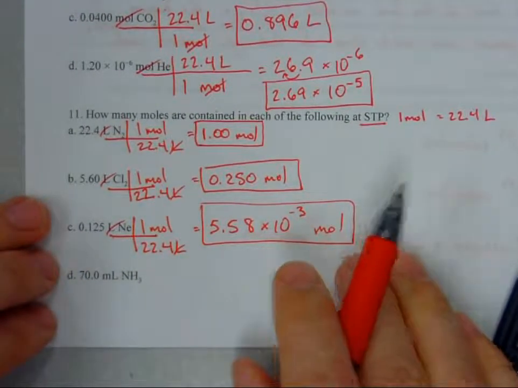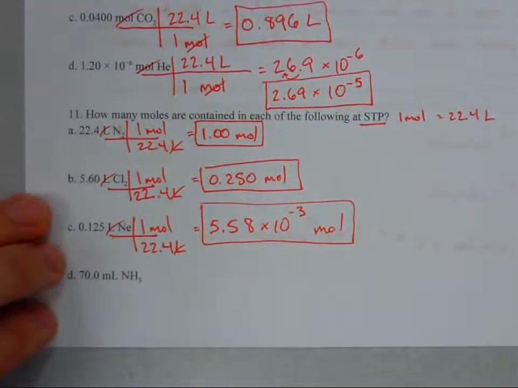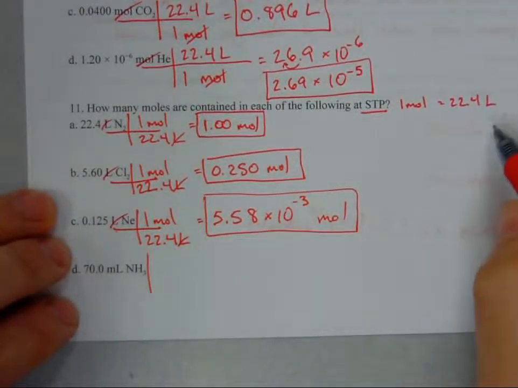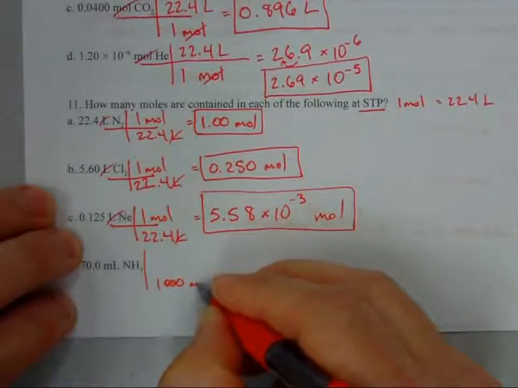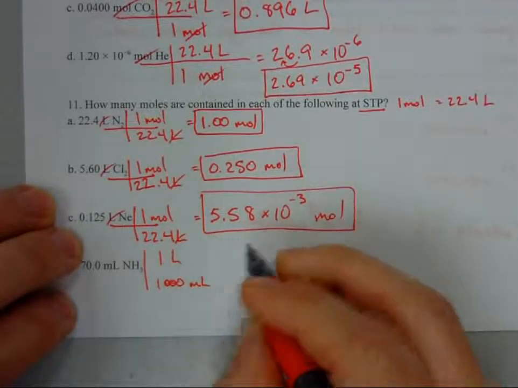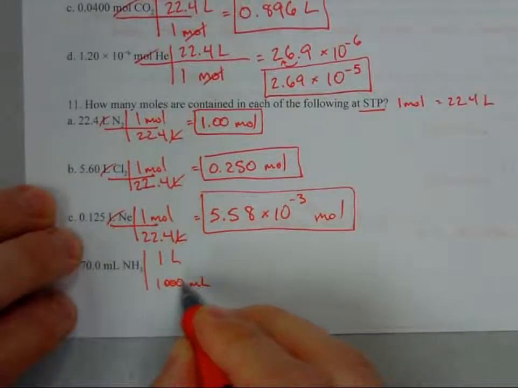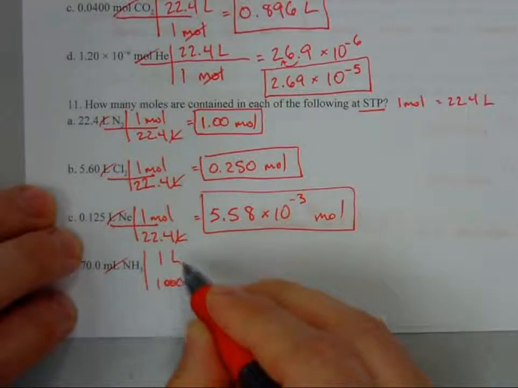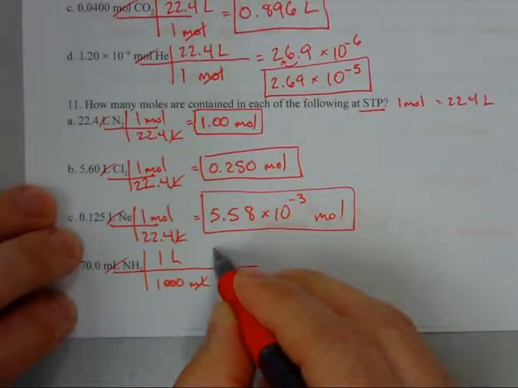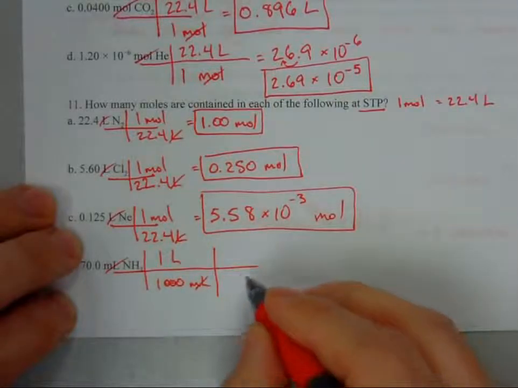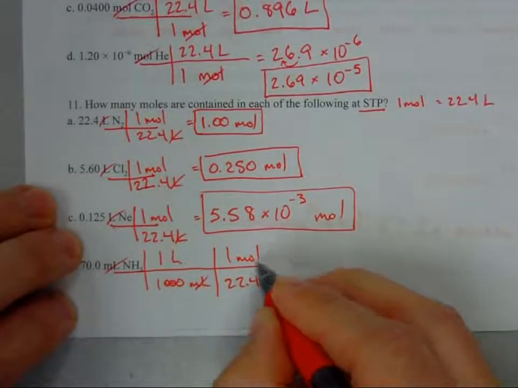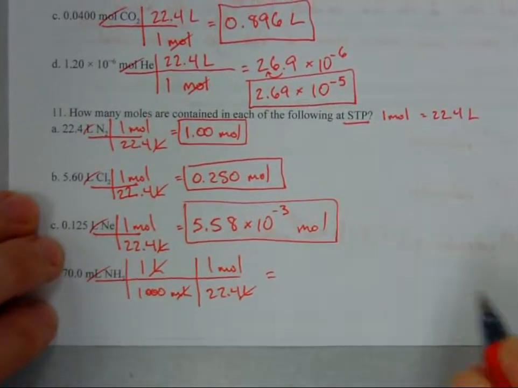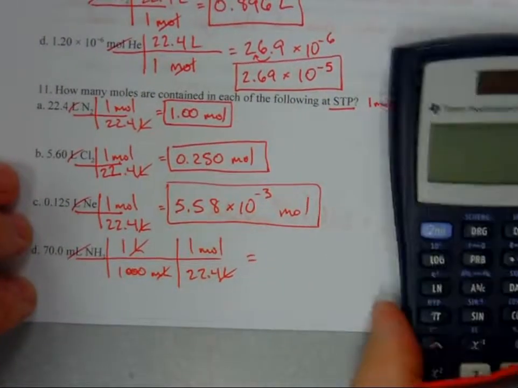Then lastly, this one is just as easy. It just takes one more step because I'm not in liters here. I'm in milliliters, and I know that 1 liter has 1,000 milliliters. That'll convert out of milliliters into liters. Now I can use this same conversion factor. 22.4 liters is equal to 1 mole. That way liters cancel. And back to calculator work.